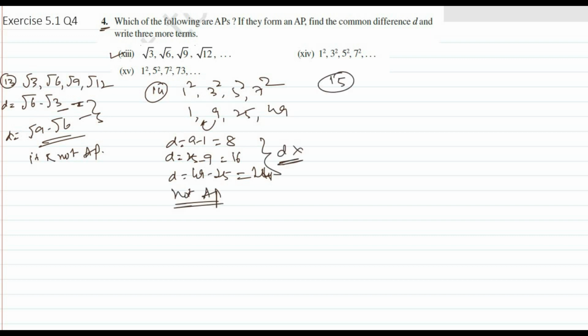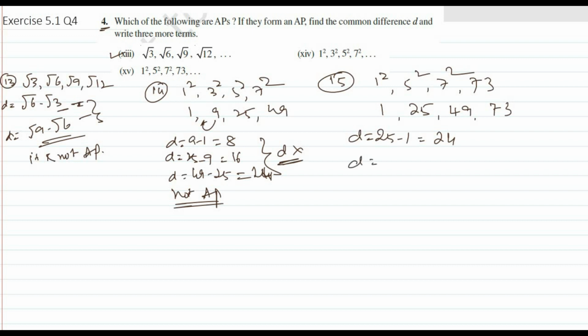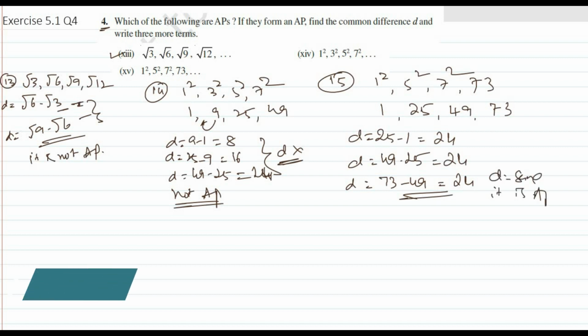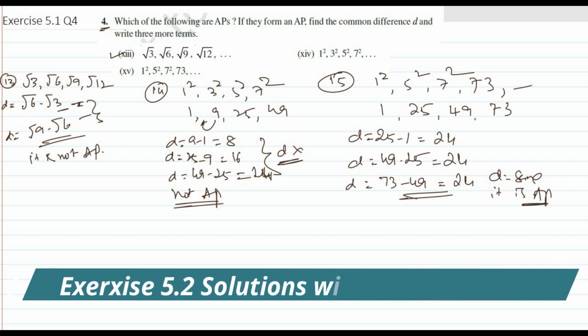So next 15th, 1 square, 5 square, 7 square, then 73. So here 1 square means 1, 5 square means 25, this is 49, this is 73. Okay, 25 minus 1, that is d is equal to, it is equal to 24. So d is equal to 49 minus 25. Okay, this is 24. And d is equal to again 73 minus 49. This is also 24. So this is, d is same. So it is AP. So if it is AP, we have to find out 3 more terms.